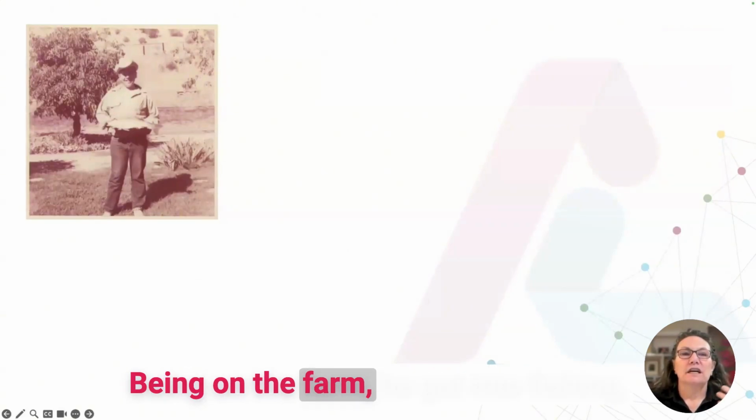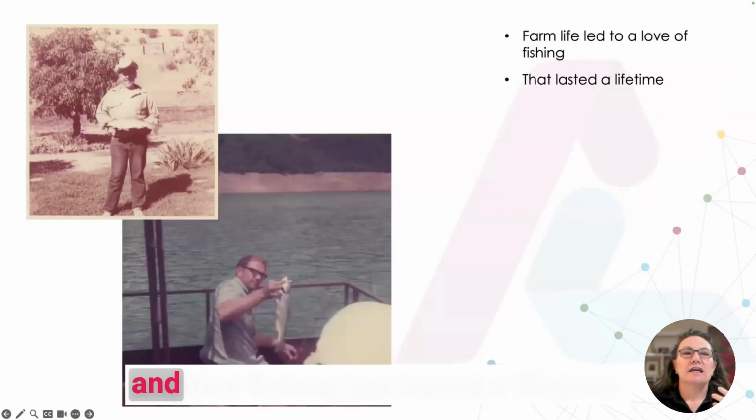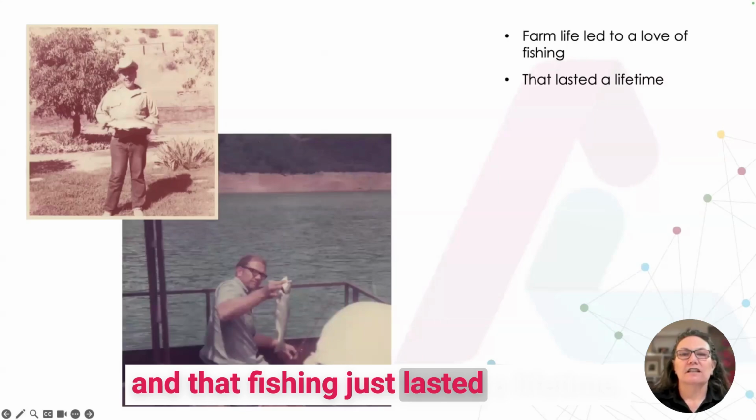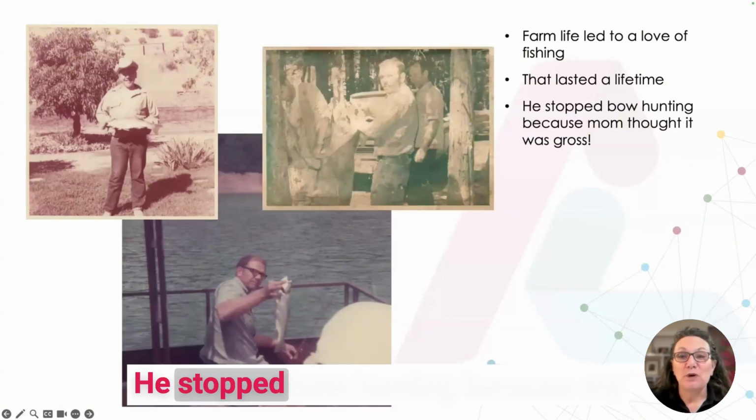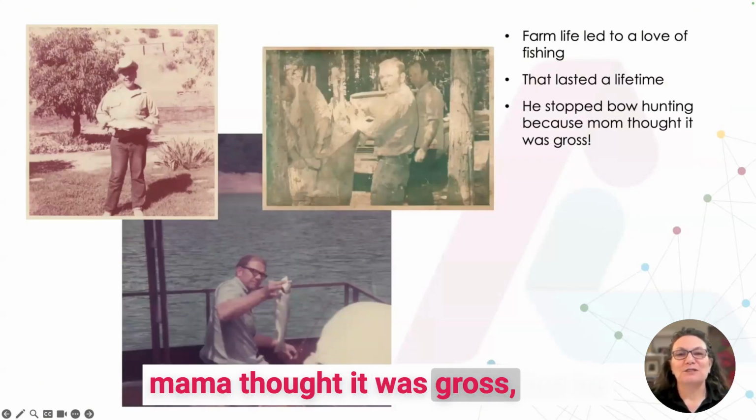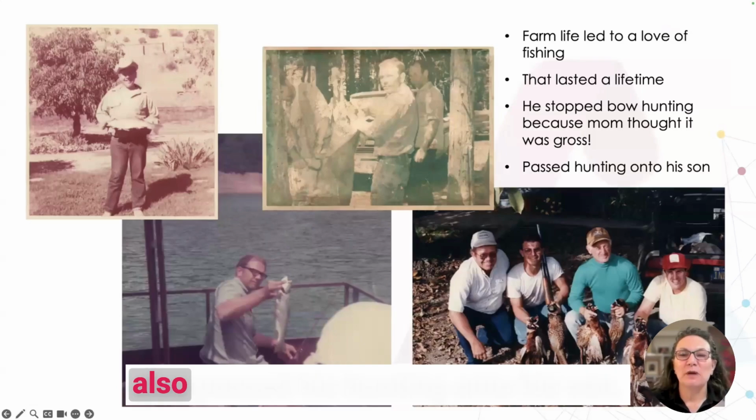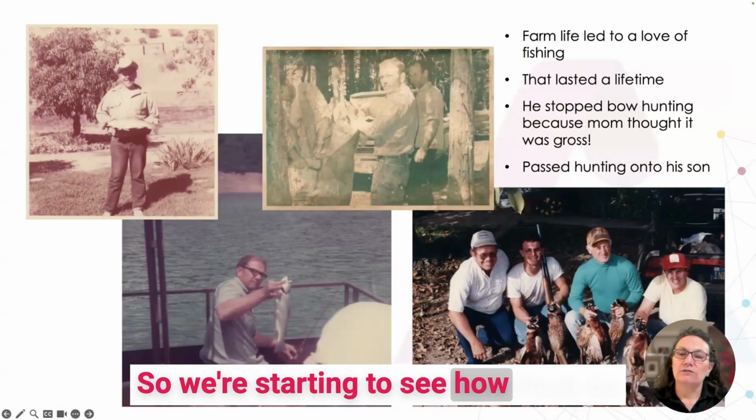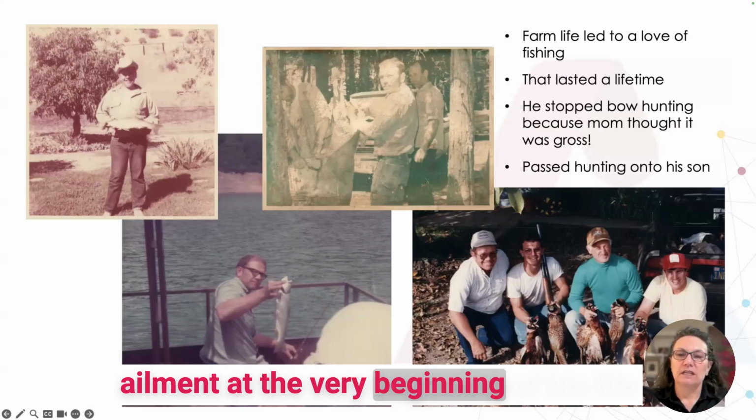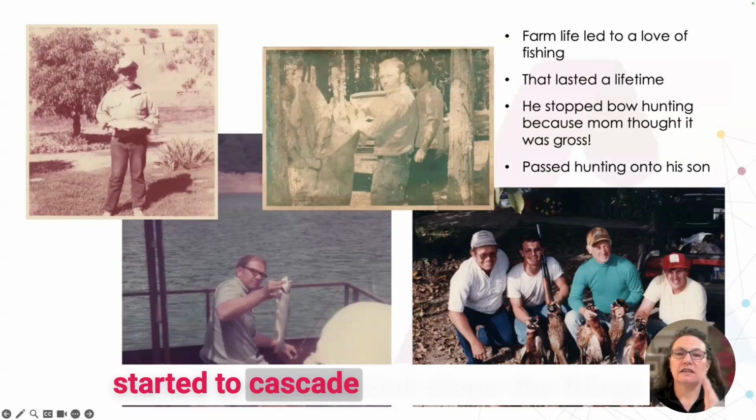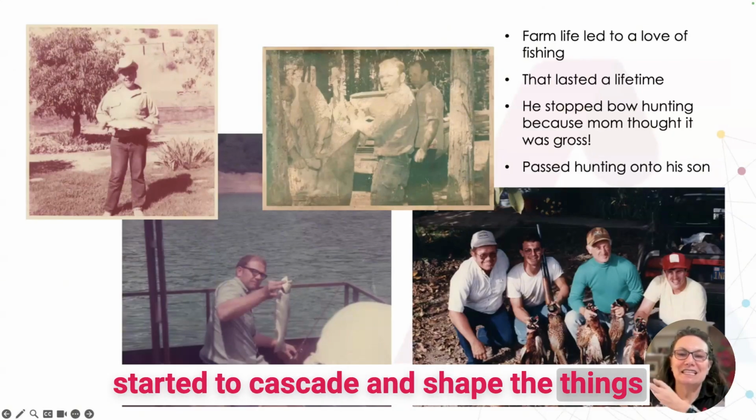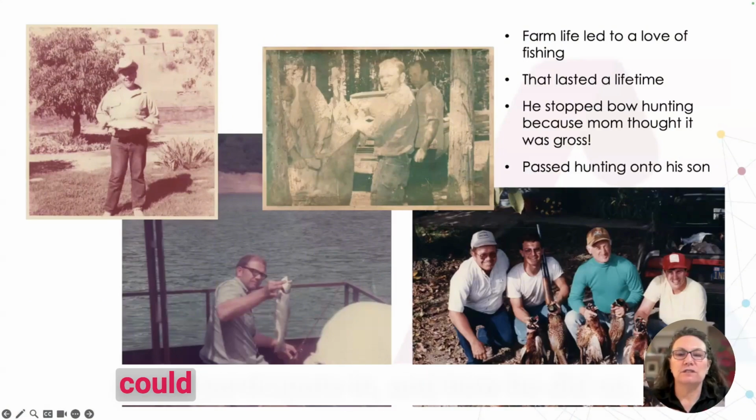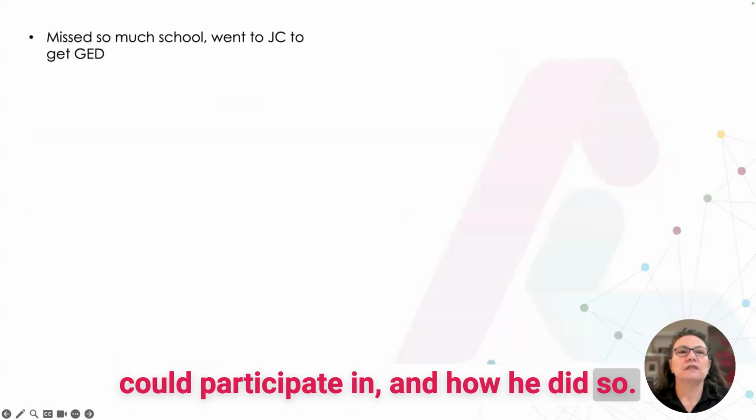Being on the farm, he got into fishing, and that fishing just lasted a lifetime. He stopped bow hunting because my mama thought it was gross, but he also passed his hunting on to his son. So we're starting to see how from an ailment at the very beginning of his life started to cascade and shape the things that he could do, the things that he could participate in, and how he did so.